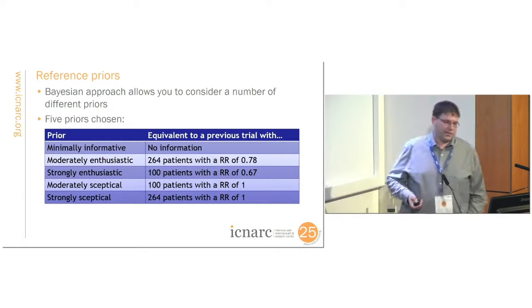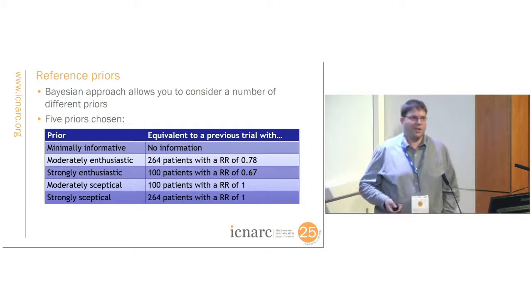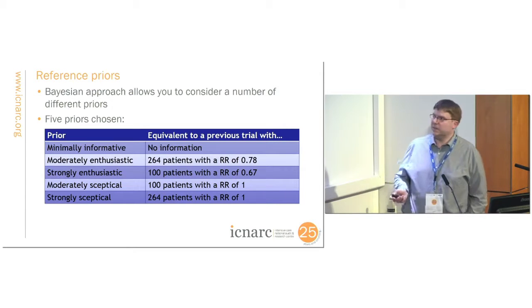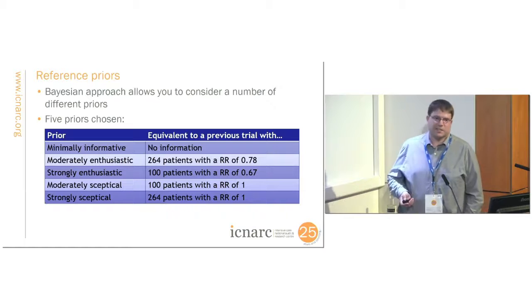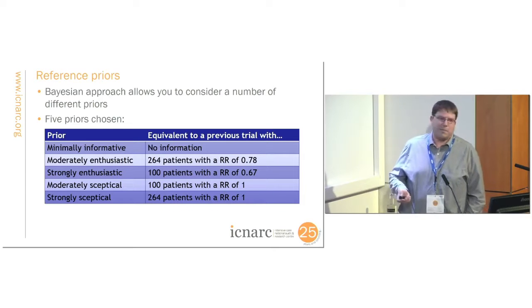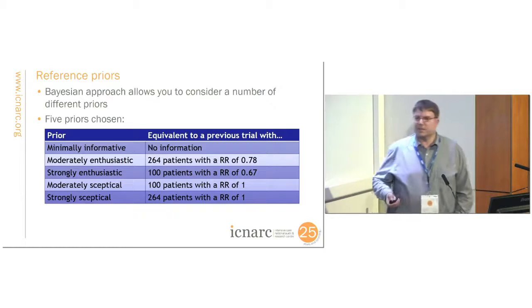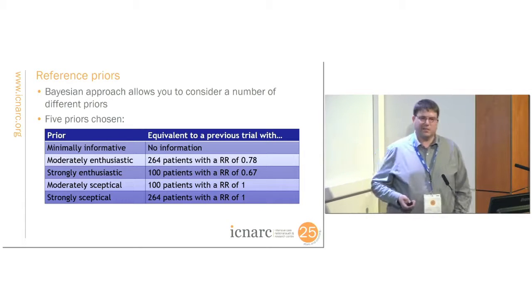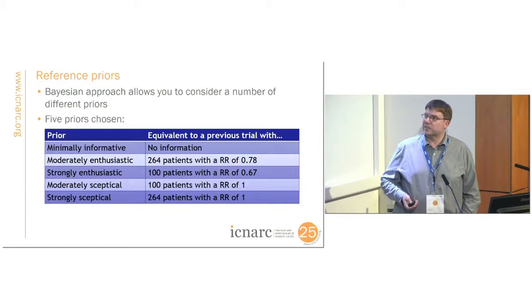And then they look at 2 different skeptical priors. They're not looking at any priors that consider harm as the most likely. That's a possibility. You could say, if my prior belief is that ECMO is harmful, how would the results change it? But their skeptical priors are saying that essentially we have people here that believe there is no difference there. Their starting belief is the relative risk is 1, and then looking at 2 different amounts of information, one of which is equivalent to having seen a previous trial with 100 patients with a relative risk of 1, and another that's equivalent to a previous trial of 264 patients with a relative risk of 1.